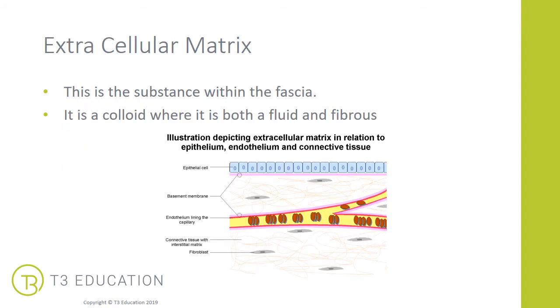The extracellular matrix. So this is a substance that's within the fascia. It's the colloid substance where it's both fluid and fibrous. And it's made up of the collagen, elastin, and that ground substance combined, which creates that colloid style substance.